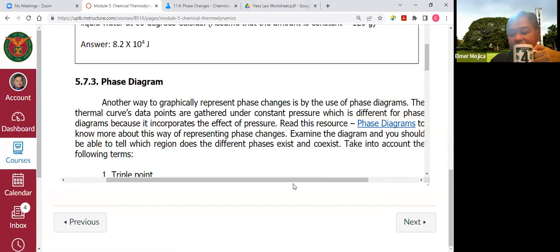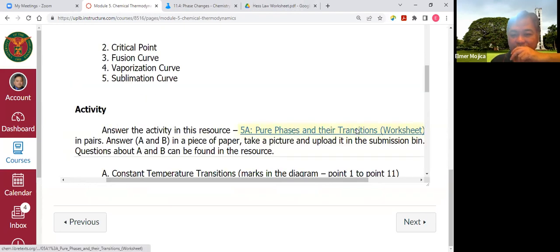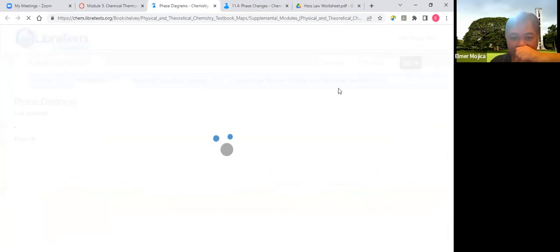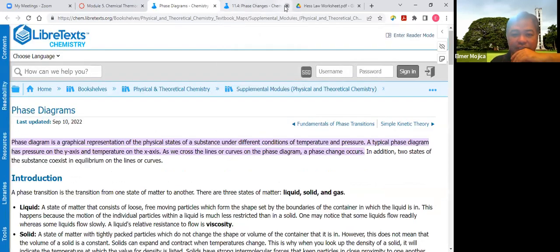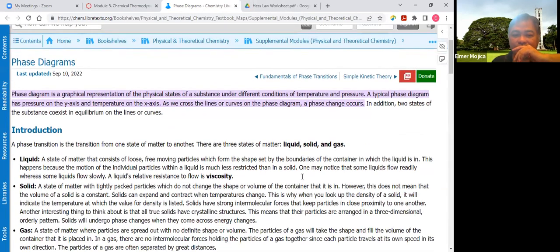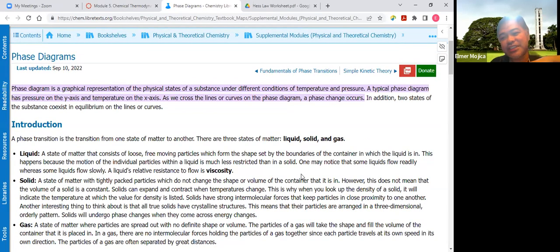So the phase diagram is another way for you to present the phase of a given material at different temperature and pressure. Okay? So in the phase diagram, marami kang makikita dito. So just to give you an idea what it is, I click that one. Kay LibreText uli kayo mapapaano dyan. When you're talking about the phase diagram, this is just a graphical representation of the physical states of a substance at a given temperature and pressure. So temperature would be in the x-axis, pressure would be in the y-axis.